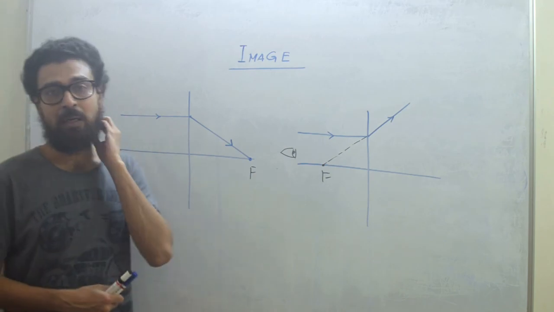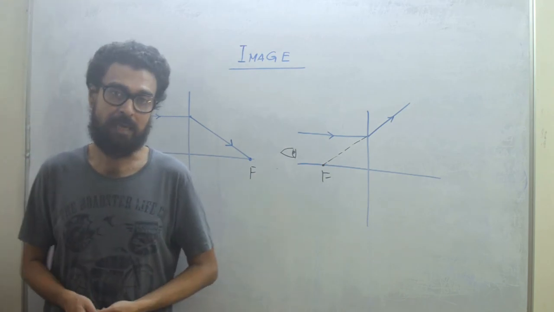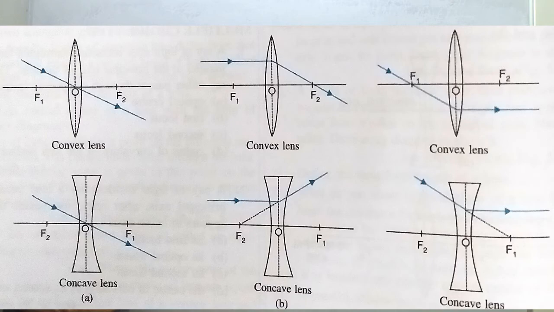Now we'll understand a few of the diagrams, as you can see here. We have the procedure to draw an image through a convex lens or concave lens. In the first diagram, you can see the ray of light passing through the optical center. We are considering a thin lens, and the ray passes through the optical center without any deviation for both the convex and concave lens.